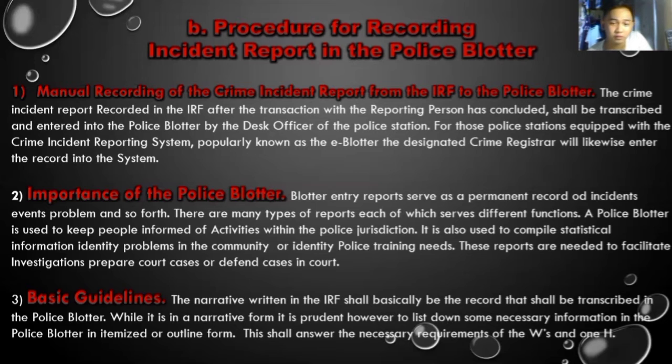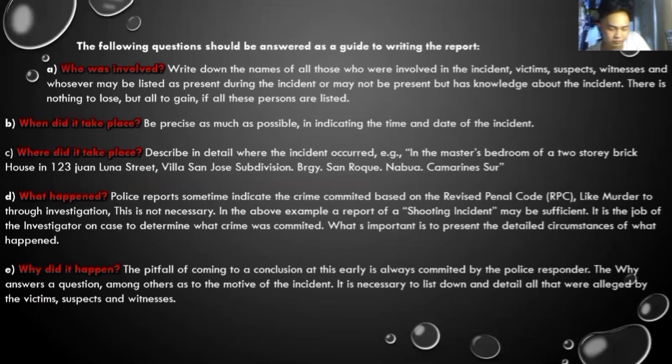The basic guidance: the narrative written in the IRF shall be the record that is transcribed in the police blotter. While this is in narrative form, it is prudent to list down some necessary information in the police blotter in itemized or outline form. This shall answer the necessary requirements. The following questions should be answered as a guide to writing the report.